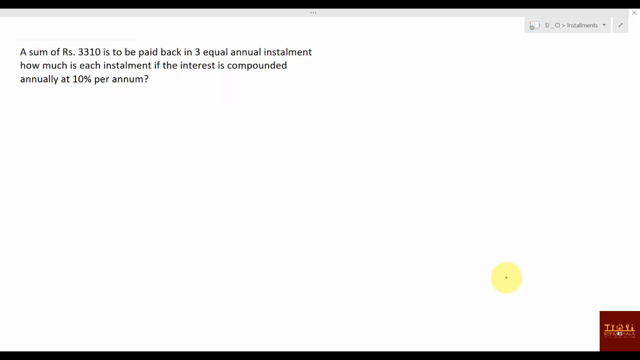A sum of rupees 3310 is to be paid back in 3 annual installments. How much is each installment if the interest is compounded 10% per annum? So I'm not writing any theory. I'm just directly going to the problem. I would say 10 will become 11 in the first year, 100 will become 121 in the second year, and then 1000 will become 1331 in the third year. That is 10 square, 11 square, 10 cube, 11 cube, right?